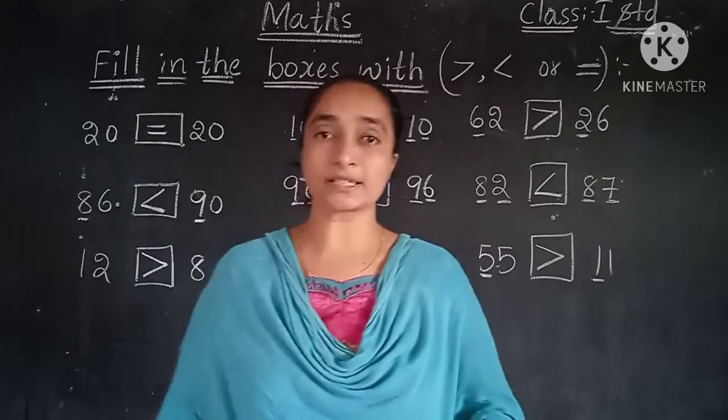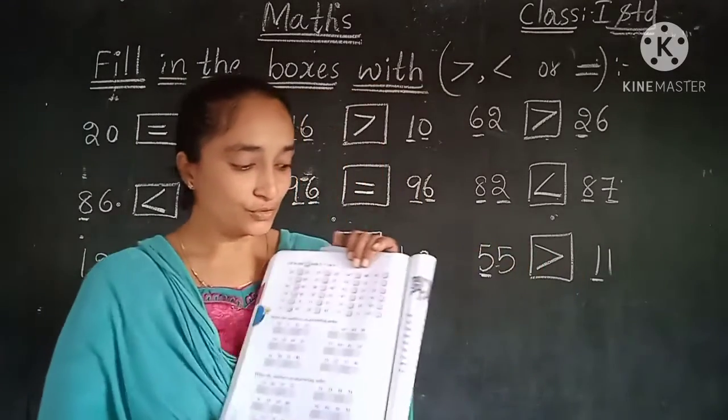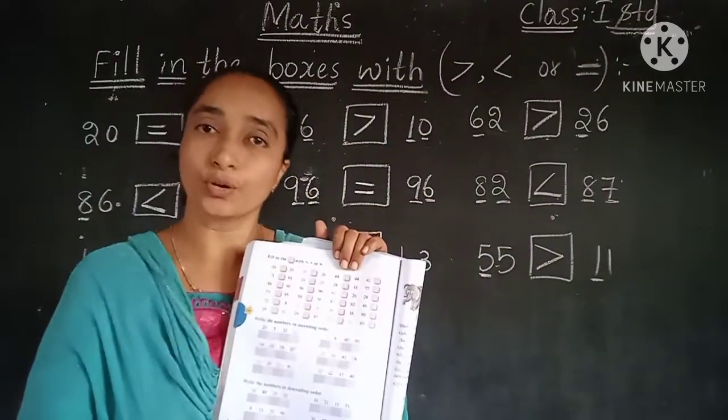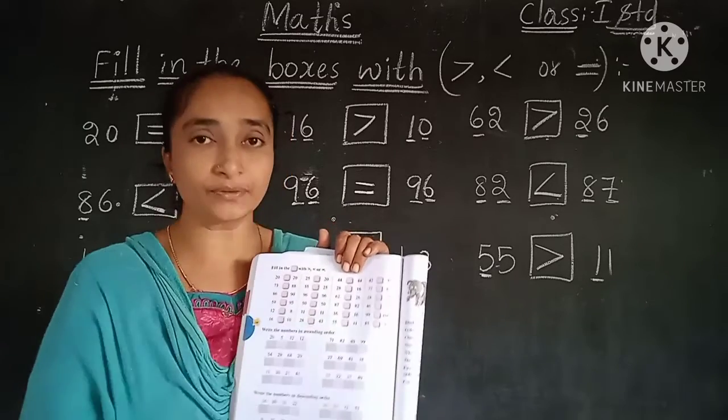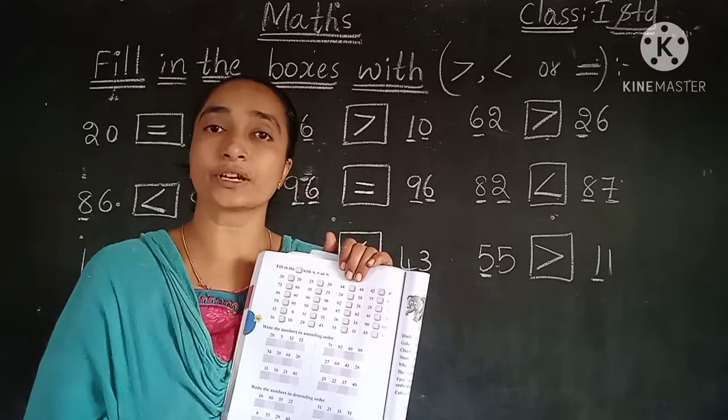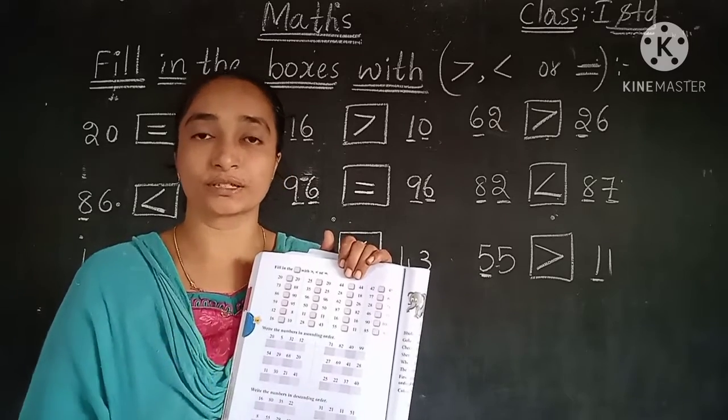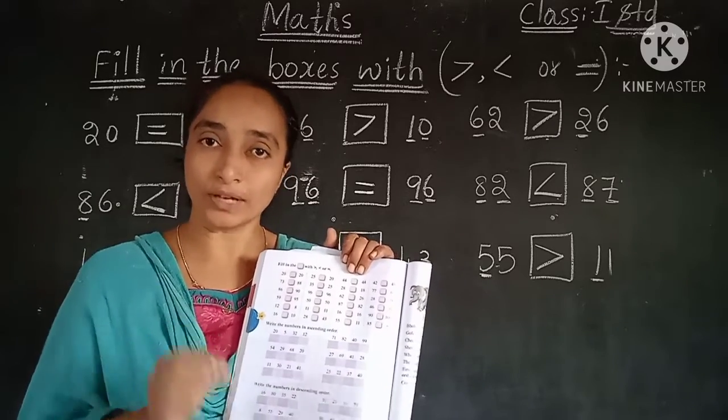So children, in our textbooks, some more examples we have. So you can do it children on your own. So this you can fill it in your textbook. You can complete with some symbols. Slowly you can carefully do it. So greater than or less than or equal.